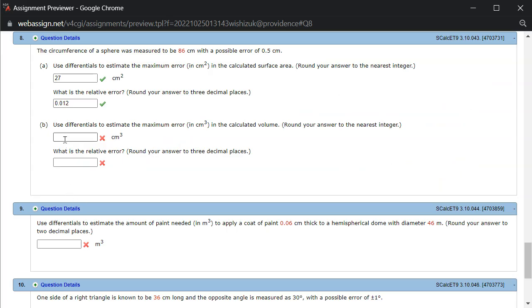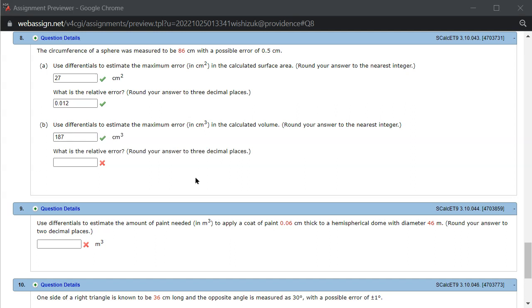All right, so I'm going to put 187 for the first part. Let's check the answer. All right, it came back. We got the first part of part B correctly.